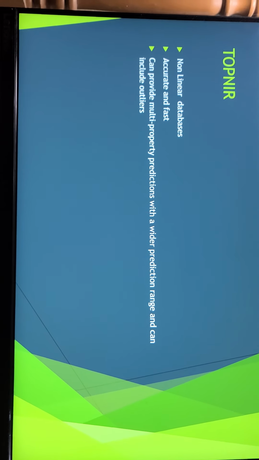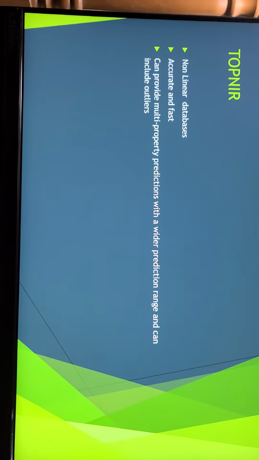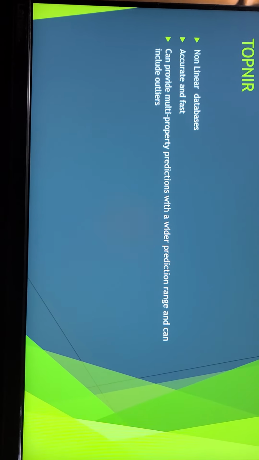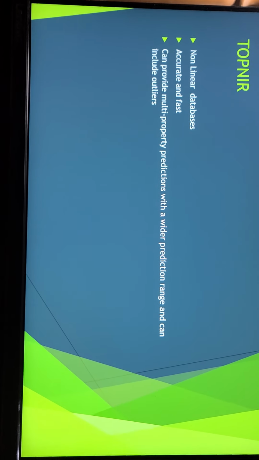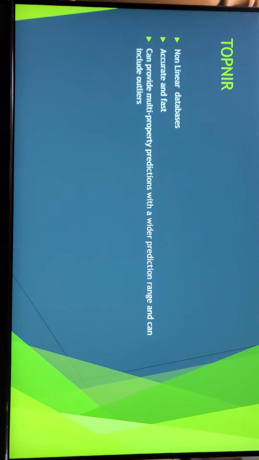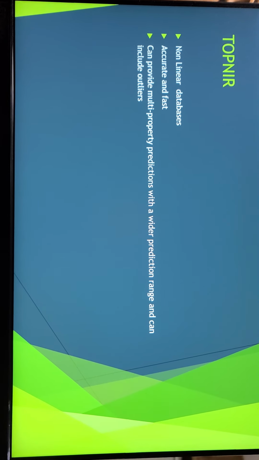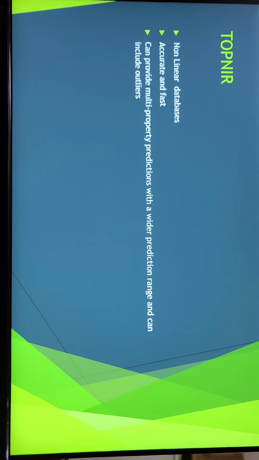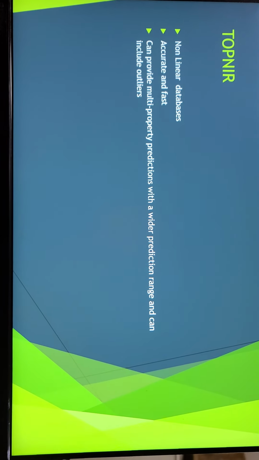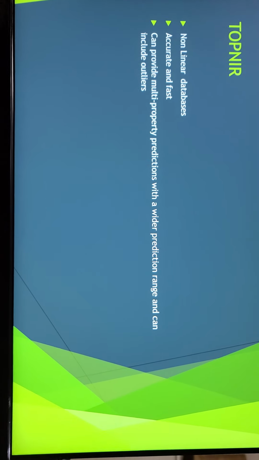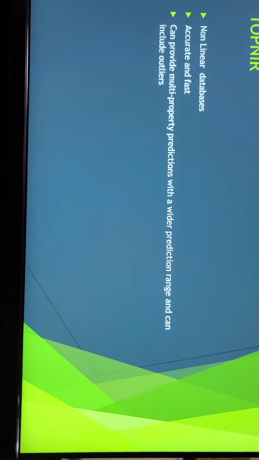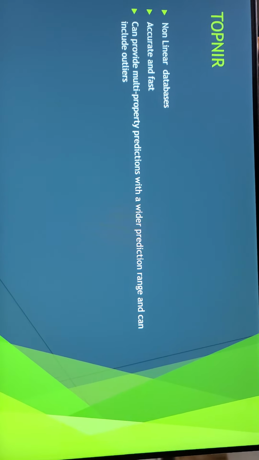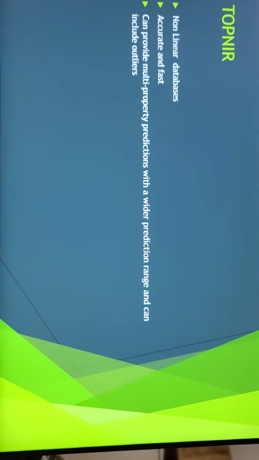And then some other benefits, it's a non-linear database. So you're not making a calibration curve or anything. You're not making a straight line. You're making little envelopes and clusters, and you're just comparing to where it falls in the group. So it's very accurate, and it's very fast. I said, it only takes a minute to run, and it can provide multi-property predictions with a wider prediction range. And like I said, you can include outliers, but most of the time you won't, but you can, and you'll have more generality of your prediction.